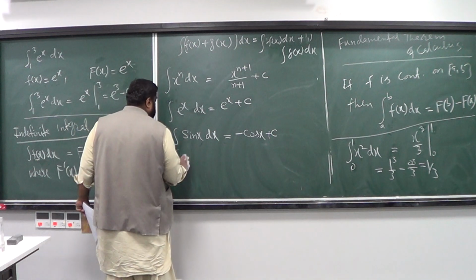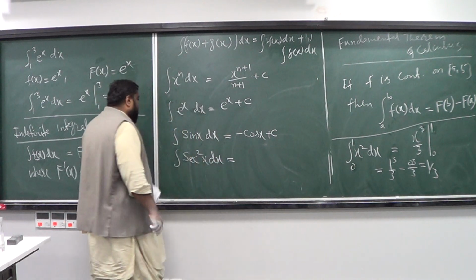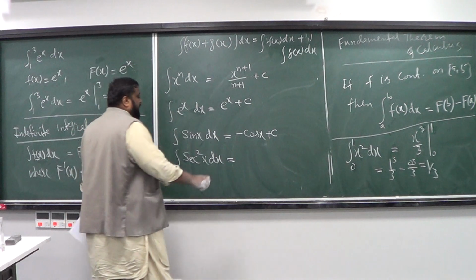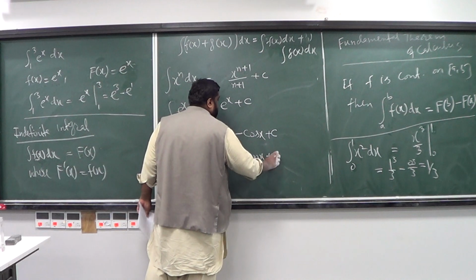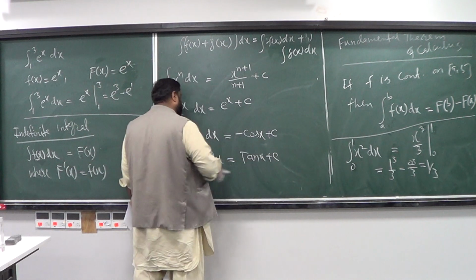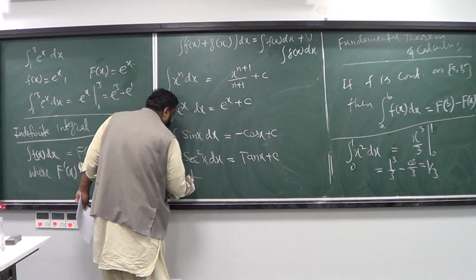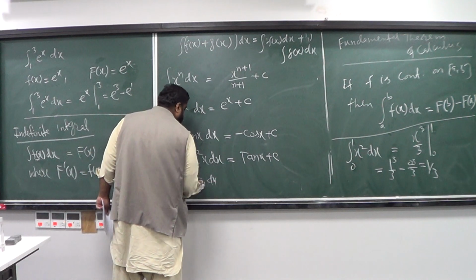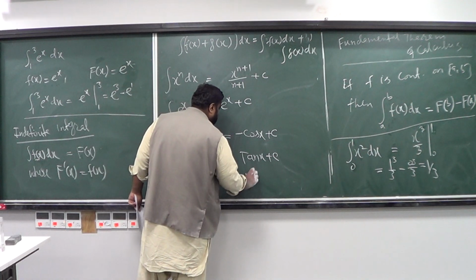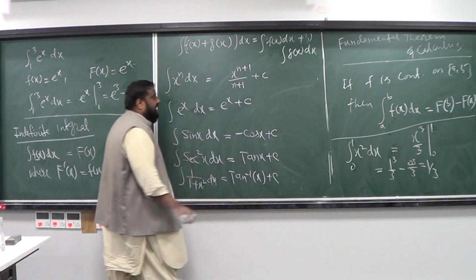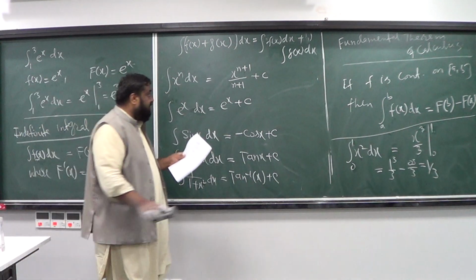And similarly, the integral of secant square x dx is going to be what? The antiderivative of secant square x is tangent x plus c. Why? Because if you differentiate tangent, you get secant square. What is the antiderivative of 1 over 1 plus x square dx? You're going to say this is tangent inverse x plus c. Why? Because if you differentiate tangent inverse x, you get 1 over 1 plus x square.